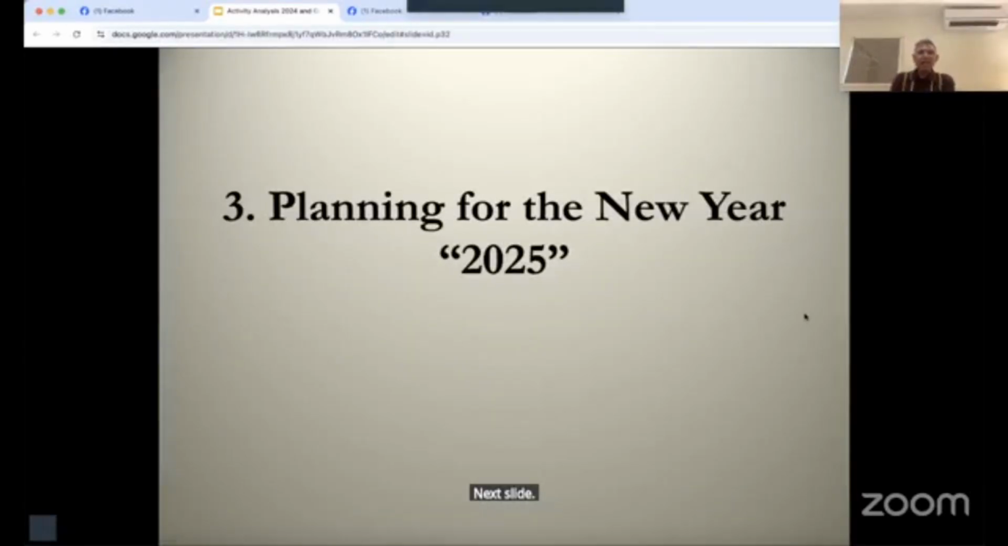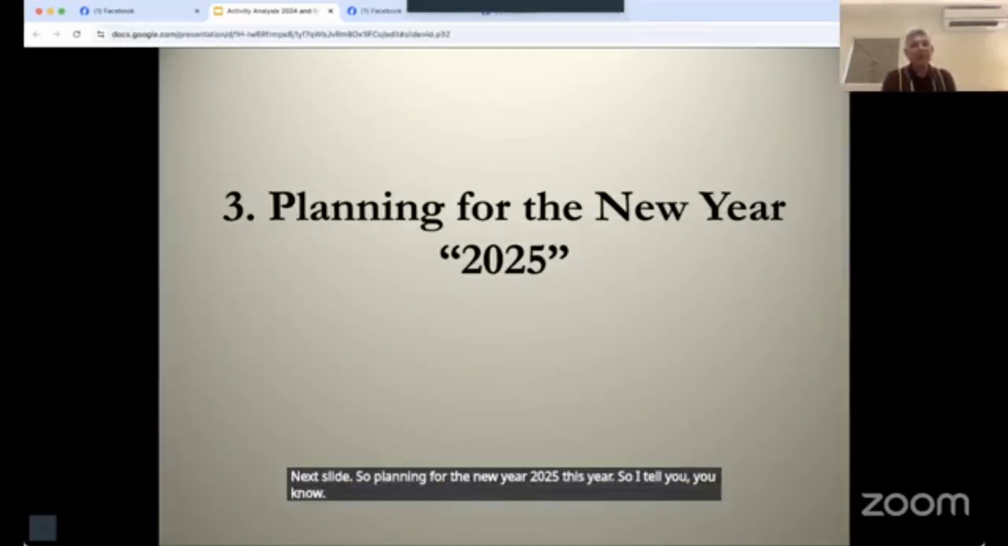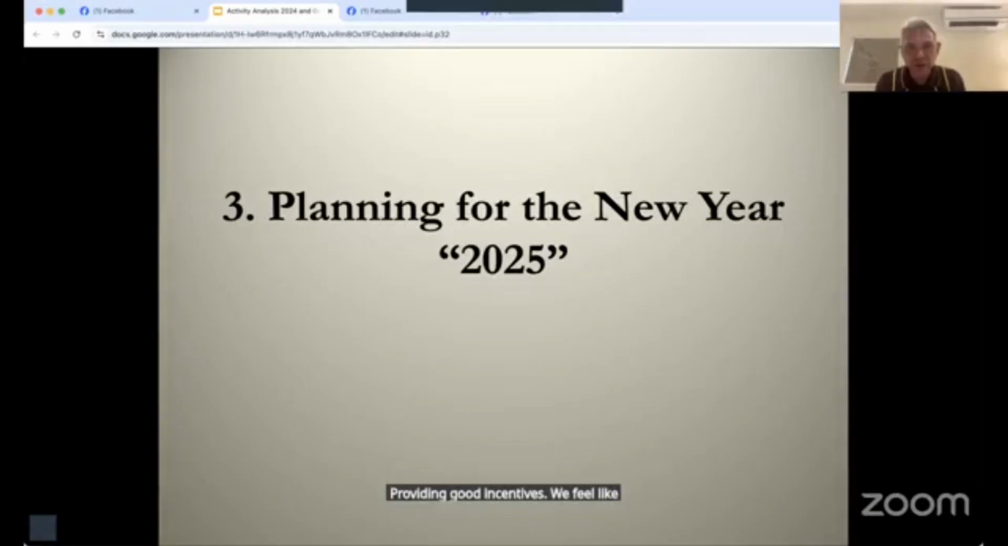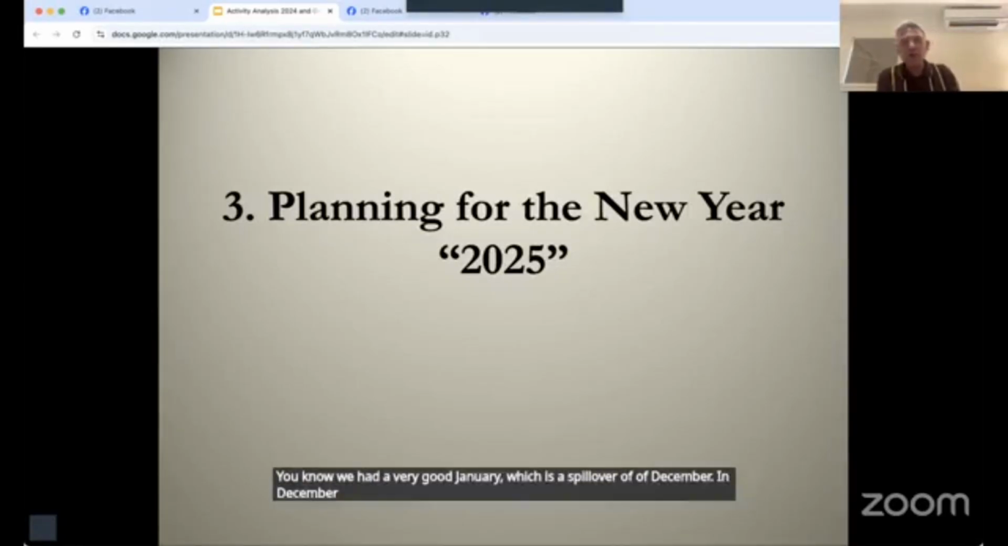So, planning for the new year 2025, this year. I tell you, with these things that I do and the daily communication with our staff, providing good incentives, we feel like we are already in March. We had a very good January, which is a spillover of December. In December, there were 3 closings right before Christmas, and I'll tell you later on how that happened and in what particular sector.